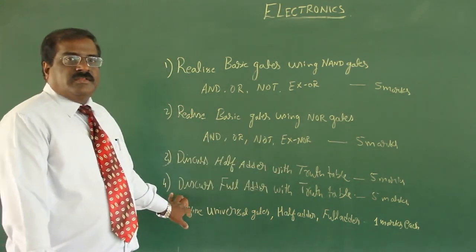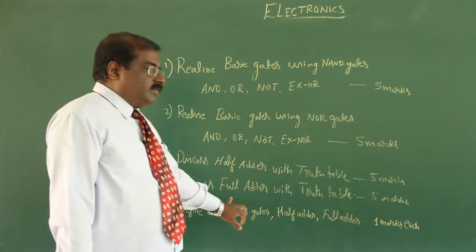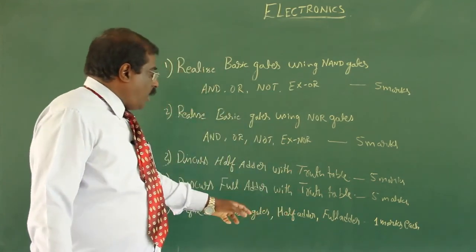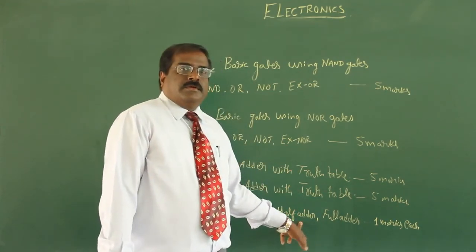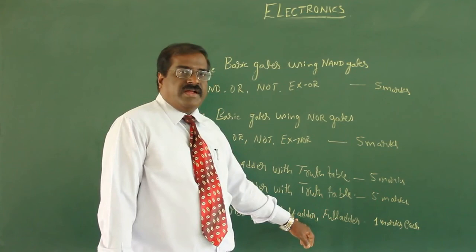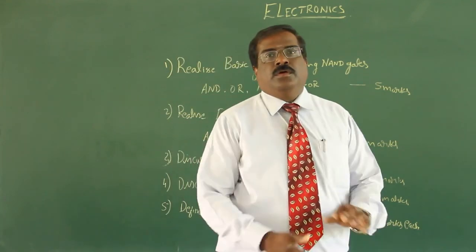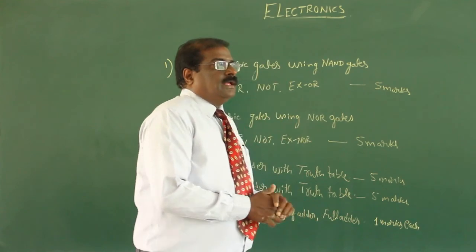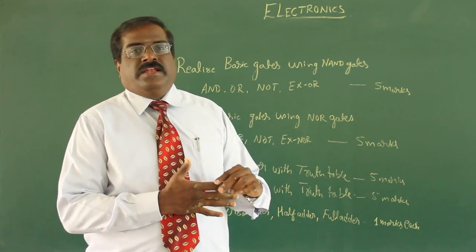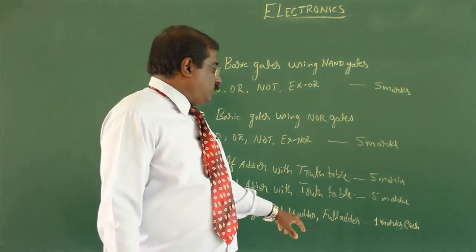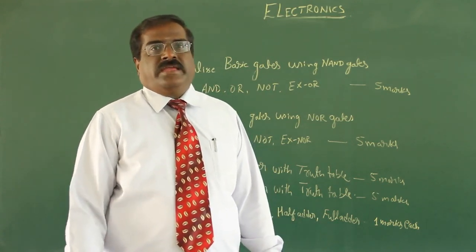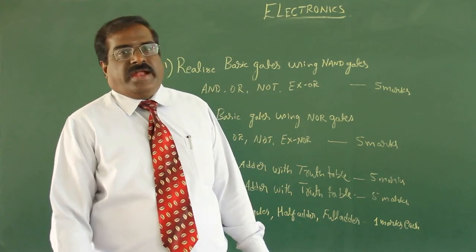Another one is the 1 mark question: define universal gates. Universal gate means we can realize all the basic gates. Half adder, we have 2 inputs and 2 outputs, hence we declare that it is a half adder. Full adder, 3 inputs, 2 outputs. In the half adder, we don't have a provision to add the carry, that is why it is called half addition, hence it is called a half adder. Full adder, 3 bits, there is a provision to add the carry bit, hence it is declared as a full adder.